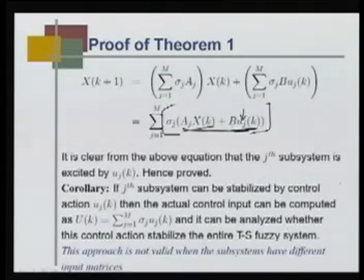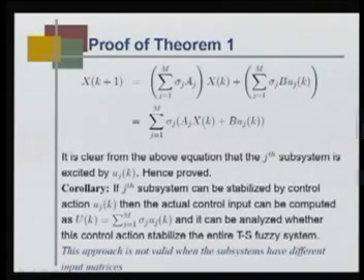That is the meaning of this method. So it is clear from the above equation that the jth subsystem is excited by u_j(k), hence proved. Corollary: if the jth subsystem can be stabilized by control action u_j(k), then the actual control input can be computed as u(k) = sum over j equal to 1 to m of u_j(k), and it can be analyzed whether this control action stabilizes the entire T-S fuzzy system.